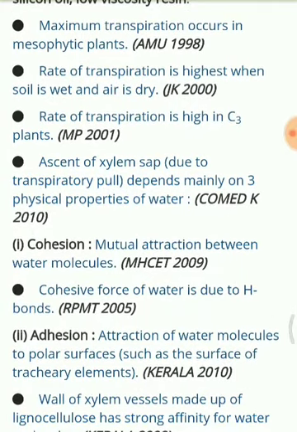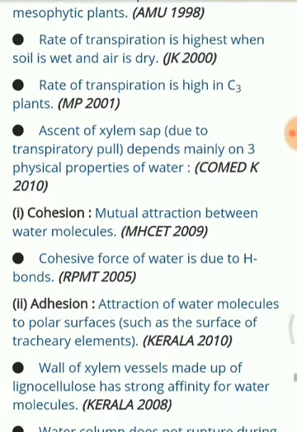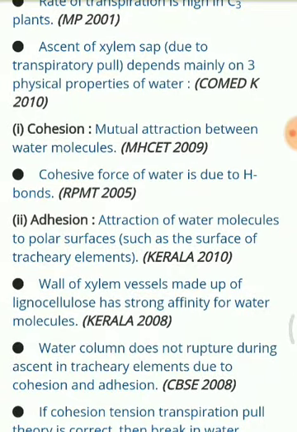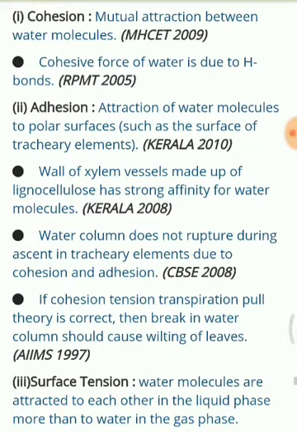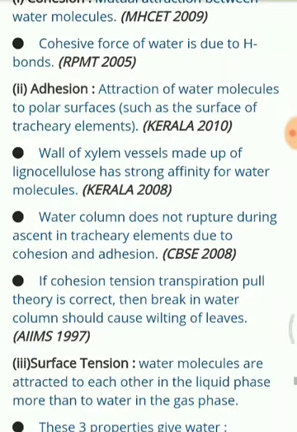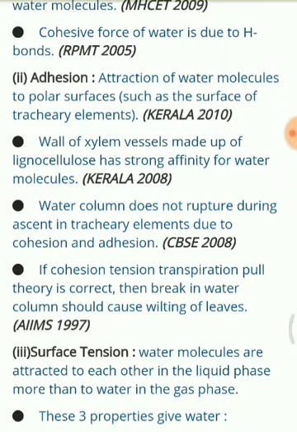Ascent of xylem sap due to transpirational pull depends mainly on three physical properties of water: cohesion, mutual attraction between the water molecules. Cohesive forces of water is due to the H bonding; adhesion, attraction of water molecules to polar surfaces such as surface of tracheary elements. The wall of the xylem vessel made up of lignocellulose has a strong affinity for water molecules. Water column does not rupture during ascent in tracheary elements due to cohesion and adhesion.